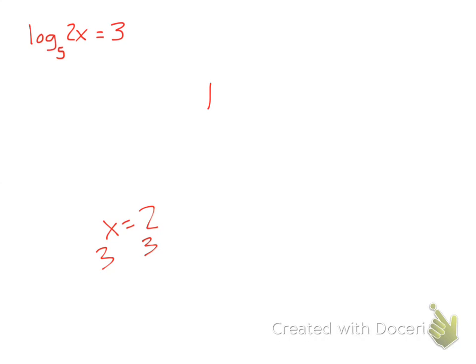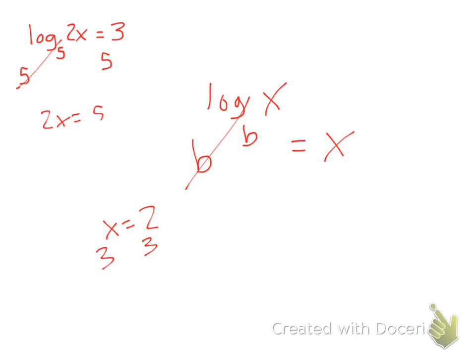There's a rule here, guys. It's this one: b to the exponent of log base b of x is equal to x. Remember that one? We talked about that one yesterday or Friday or the day before. These cancel each other out, leaving you with x. I'm going to do the same thing for this problem, but what base am I going to use? What's the base on the log? 5. So these cancel each other out, and I get 2x equals 5 to the third power.